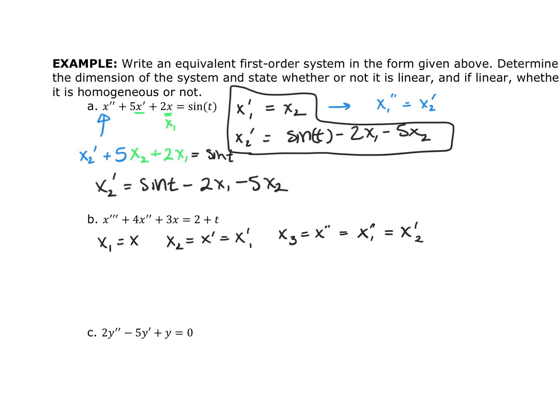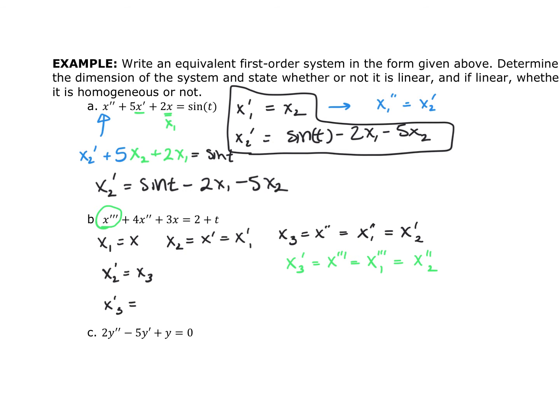So then I have x sub 2 prime is equal to x sub 3, and then x sub 3 prime, which would be equal to, well, let's go back up here. x triple prime, that's this one, the third derivative, which means x sub 3 prime would be the third derivative of x, which is the third derivative of x sub 1, which is x sub 2 double prime.